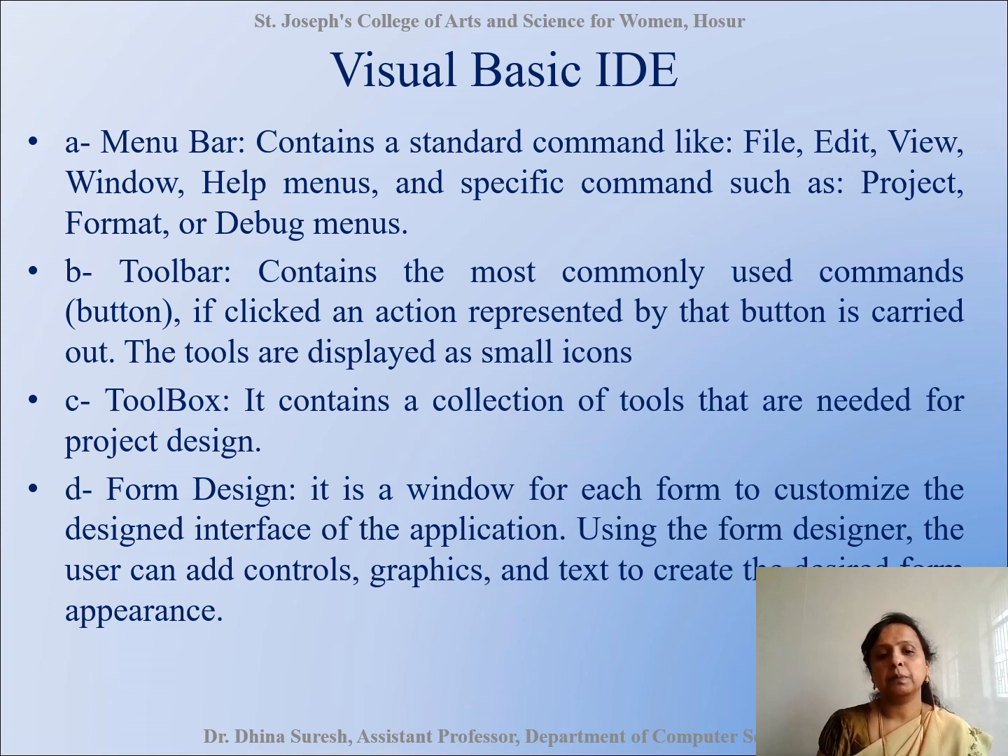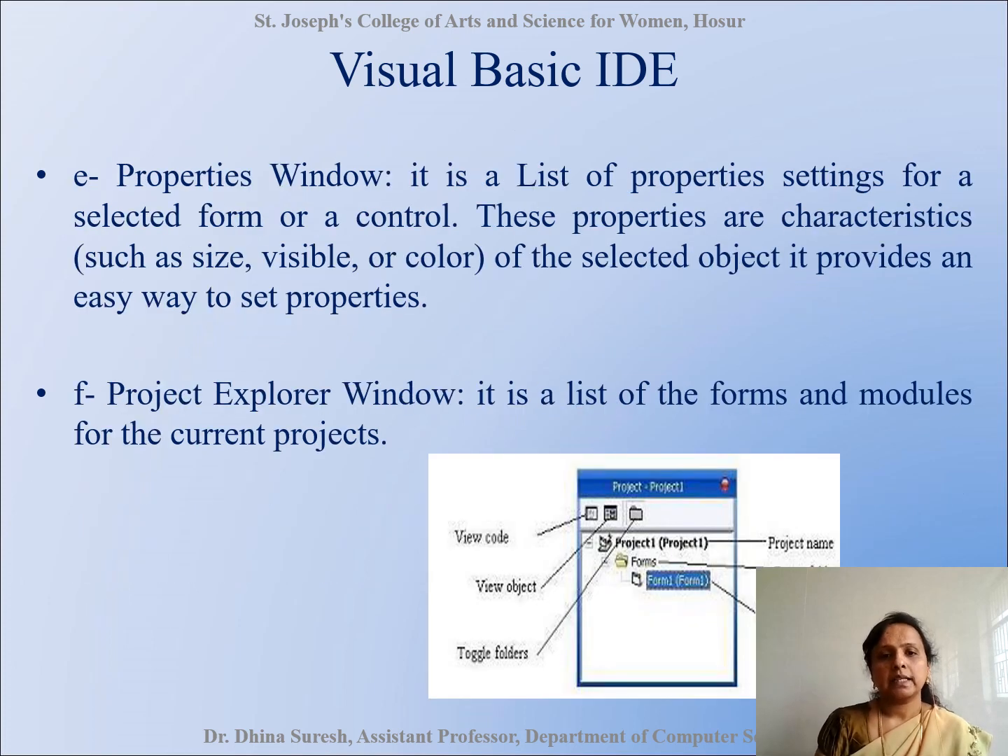Then the form, the place where the user is going to design the graphical user interface. So that is a form design. We can add any controls or graphics or text. Next is the property window. Every tool has a property, might be a size, color, or the font. So this can be changed manually or during the runtime from the property window.